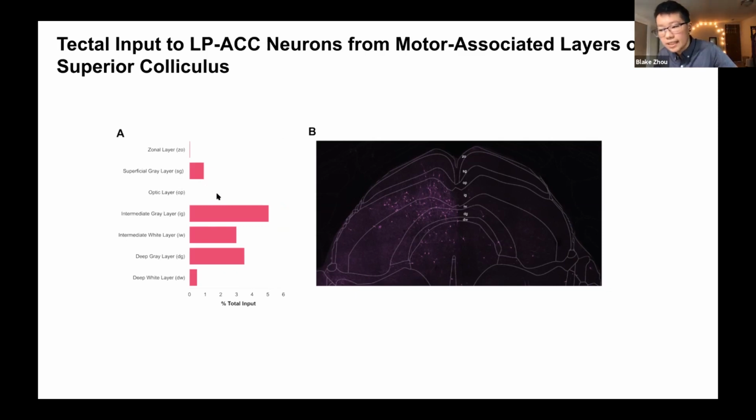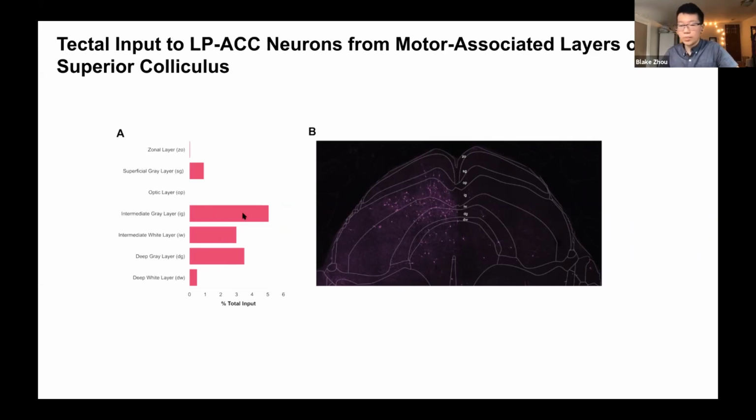But looking in closer detail at the contributing superior colliculus subregions projecting to the LP-ACC circuit, we see that these inputs actually reside in the intermediate and deep layers and not in the superficial layer, which is interesting because while these deeper layers are still visually responsive, they are more strongly associated with motor and multisensory functions.